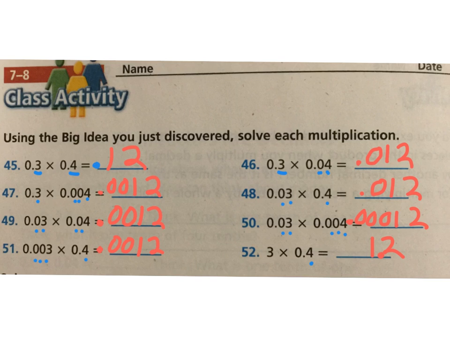So multiplying with a decimal is just adding one more step, which is putting the decimal in at the end of the problem by counting how many places are after the decimal in the problem.